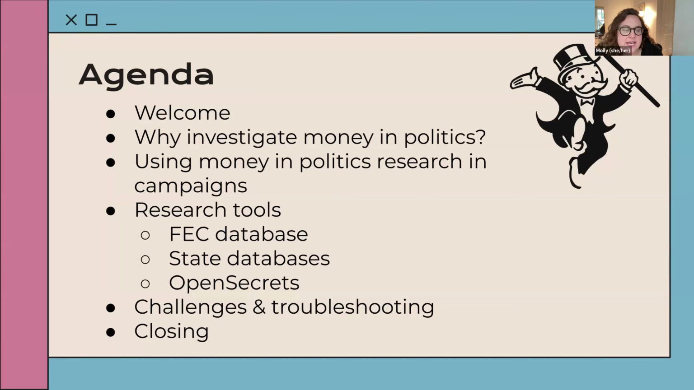and campaigning contexts. And then we're going to spend really the bulk of the night going over a couple of central tools for money in politics research: the Federal Election Commission database, a little bit on state databases where you can look up more local campaign finance information, and then Open Secrets, which is a great amalgamator of a lot of this data. And then we'll also share some challenges that folks often come up against when doing this kind of campaign finance research, how we approach troubleshooting it sometimes, and then we'll close out. So that's how we're going to spend most of our time.